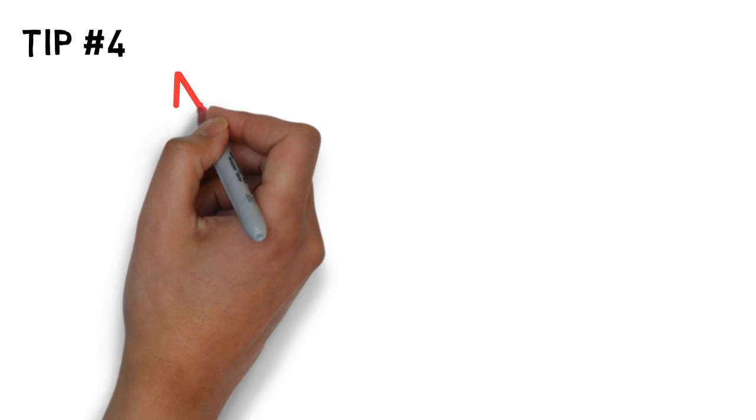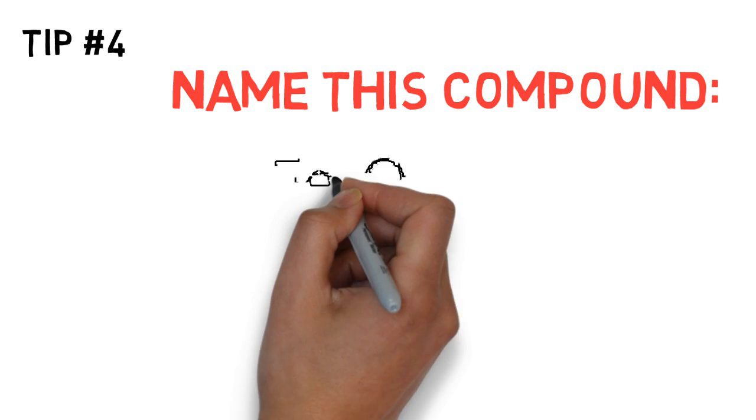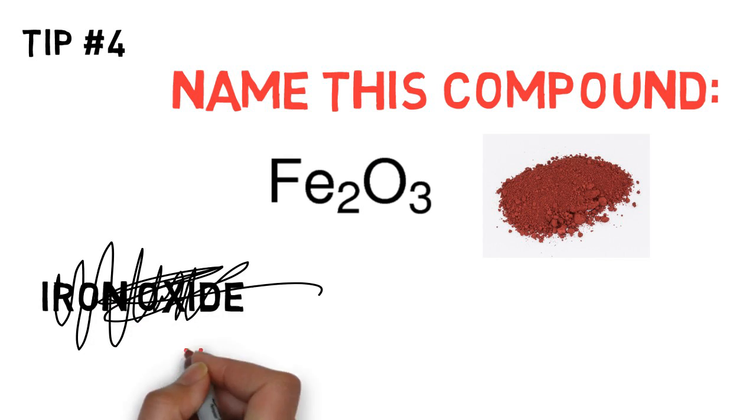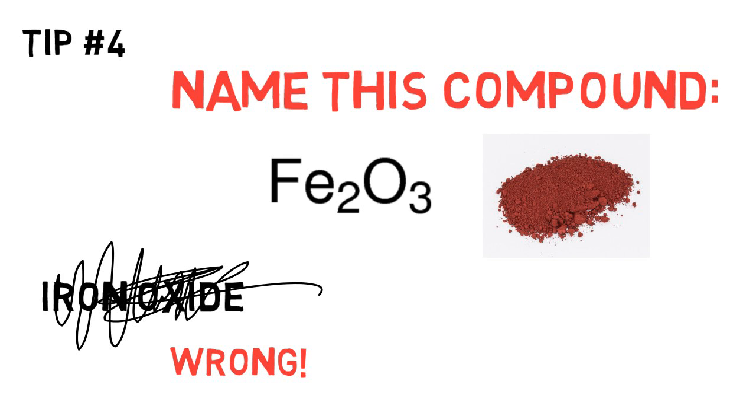Tip number 4. Now to nomenclature. Name the following compound, Fe2O3. Looks like iron oxide, right? Well, wrong. Iron is a transition metal, so it has multiple oxidation states, these being +2 and +3.